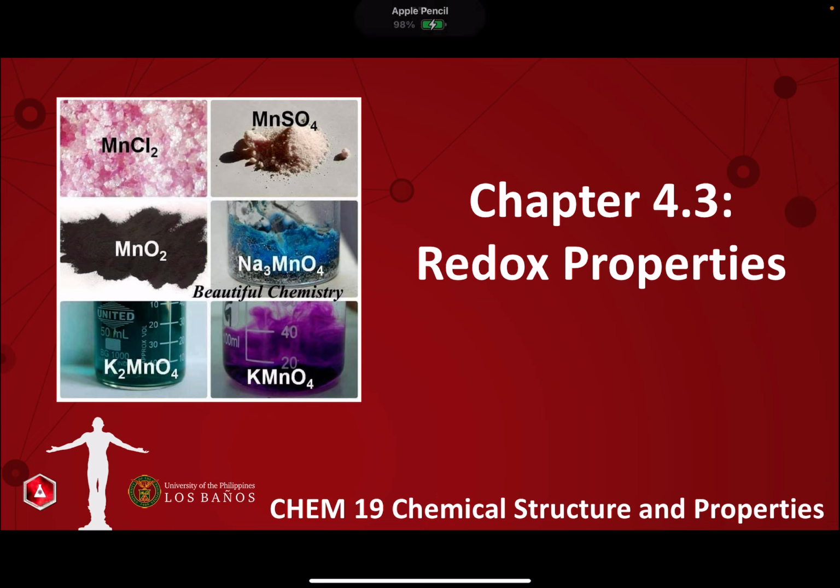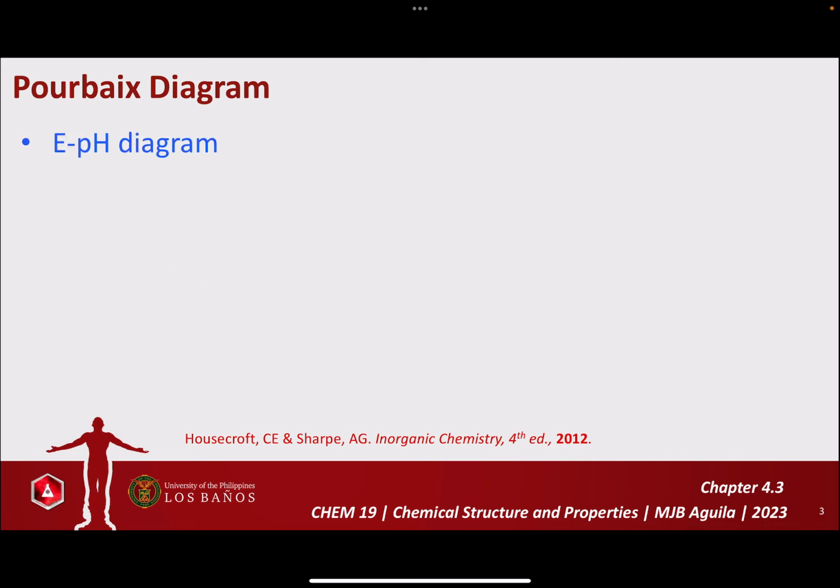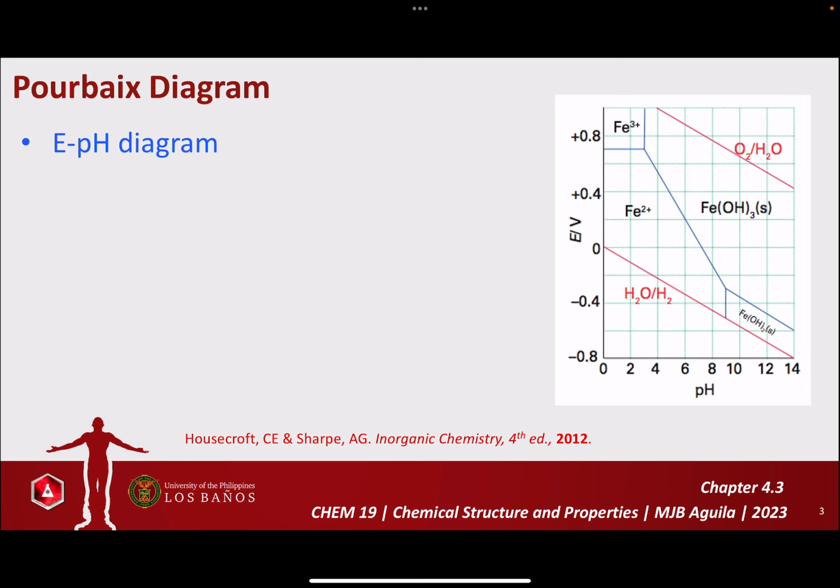And in this video lecture, we're going to proceed on with Chapter 4.3, Redox Properties, particularly on the last redox diagram, the Pourbaix diagram. The Pourbaix diagram is a potential E pH diagram. So it tells about the stability of a metal as a function of potential and pH. This is a representative figure for the Pourbaix diagram. It's just a part of the big Pourbaix diagram for iron.